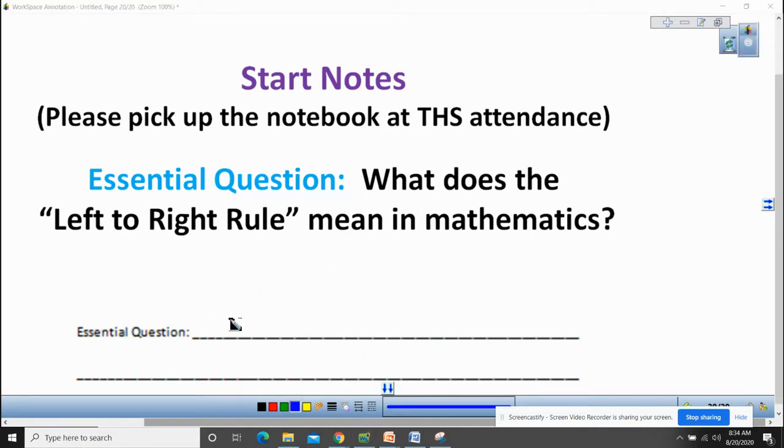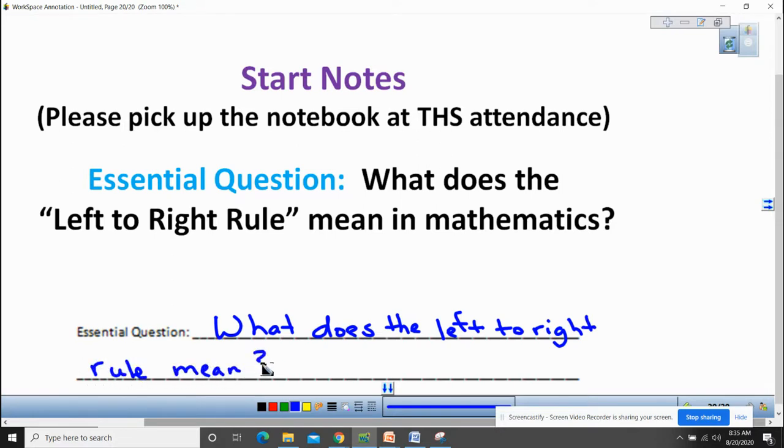And it says, what does the left to right rule mean in mathematics? So what does the left to right rule mean? And you're writing at the top of page 6 of your notebook.